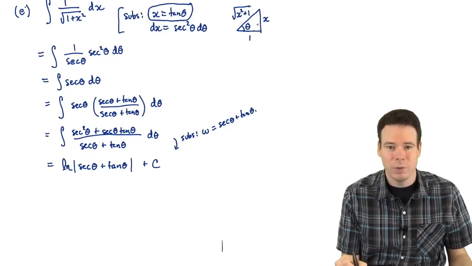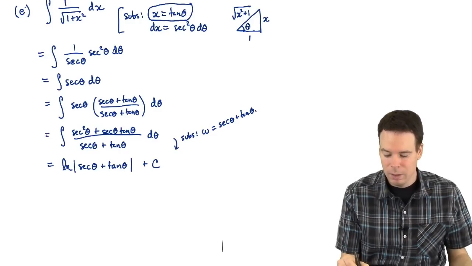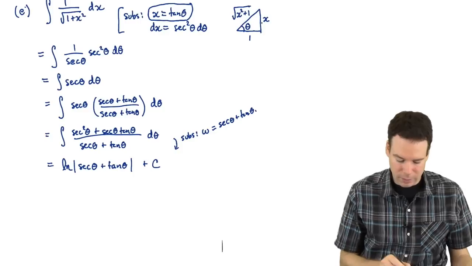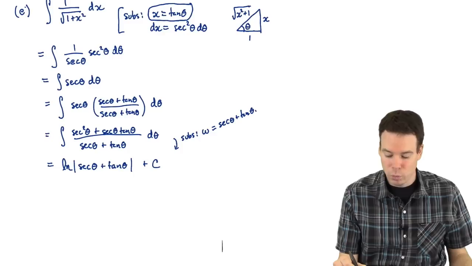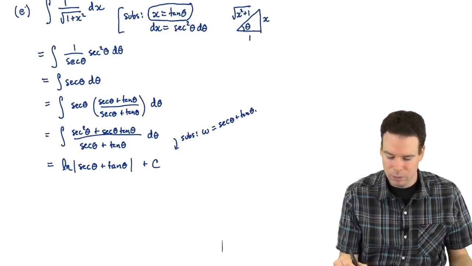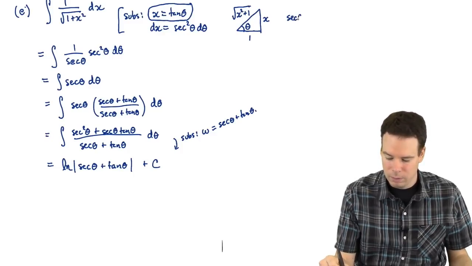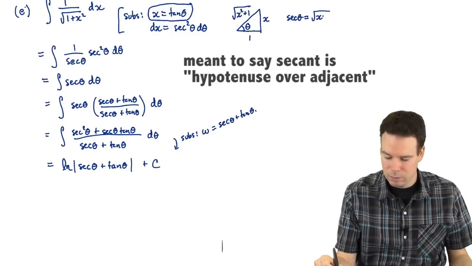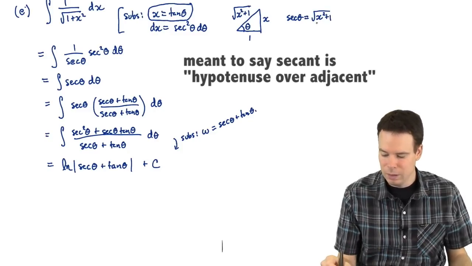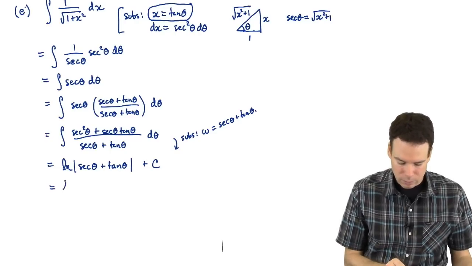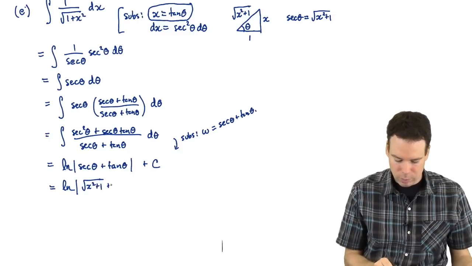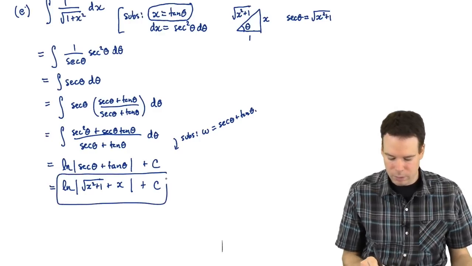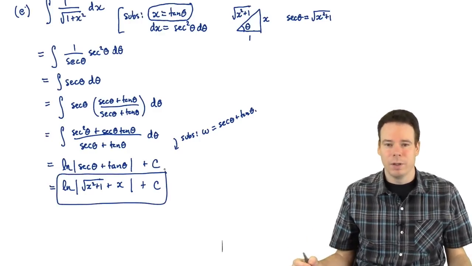Now this gives us our relationship between x and theta, and we can get relationships between the trig functions of theta in relation to x. For example, we're interested in secant of theta. Well, that's 1 over cosine, and cosine is adjacent over hypotenuse. So secant of theta would be the hypotenuse over the side adjacent, which is 1. So secant of theta is just the square root of x squared plus 1. We can rewrite this as ln of the square root of x squared plus 1 plus tan of theta, which is just x, plus c. And so there is our antiderivative expressed in terms of the variable x.